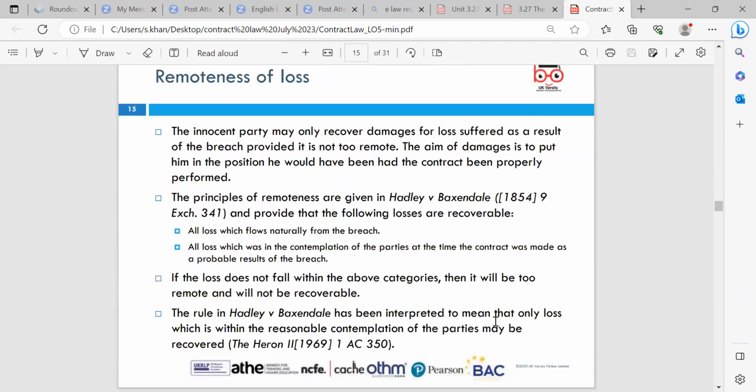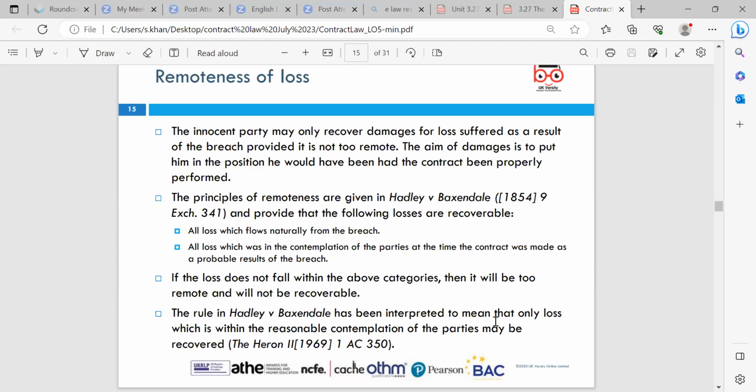Remoteness of loss. The innocent party may only recover damages for loss suffered as a result of the breach, provided it is not too remote. The aim of damages is to put him in the position he would have been in had the contract been properly performed.